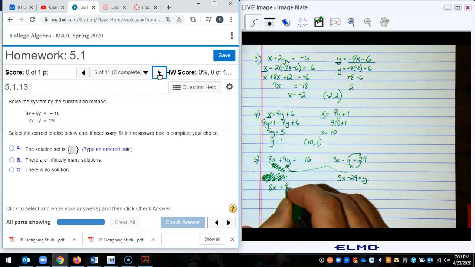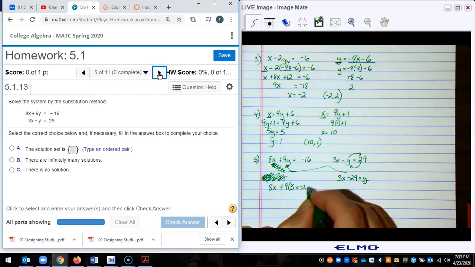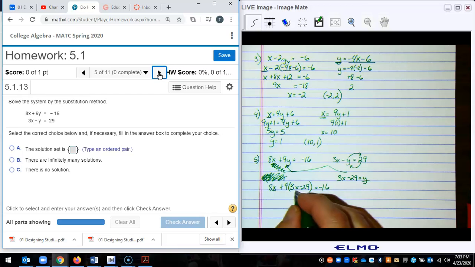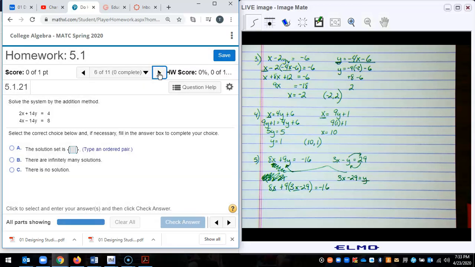8x plus 9 times y, and y is 3x minus 29, equals negative 16. And now that we have only one variable, x, now we can solve for x, solve for y, and the rest of it works exactly the same. Okay? So I'm just going to stop at setting these up.